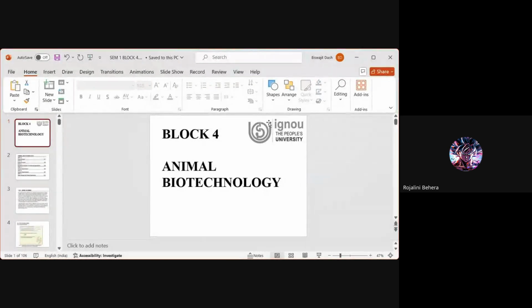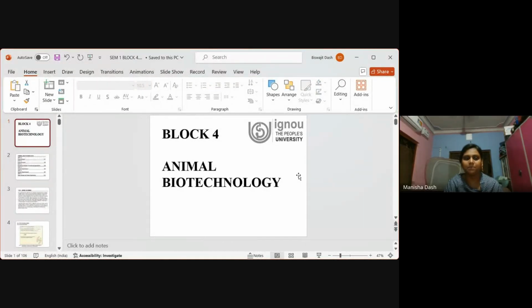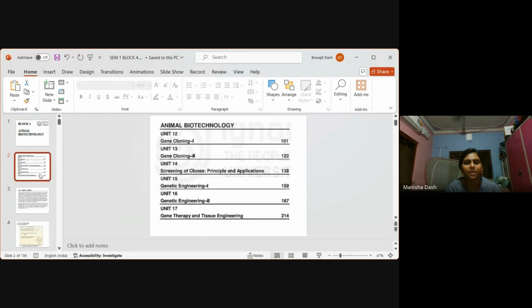Let's start the last unit of this paper. So this is about animal biotechnology. Mostly we'll be dealing with topics like gene cloning, some screening of the clones, meaning exactly how you will be identifying the clones which have your desired gene of interest. Then some applications in the form of genetic engineering, then gene therapy and tissue engineering.